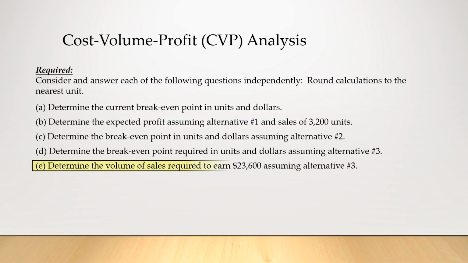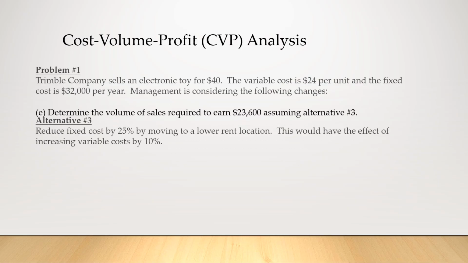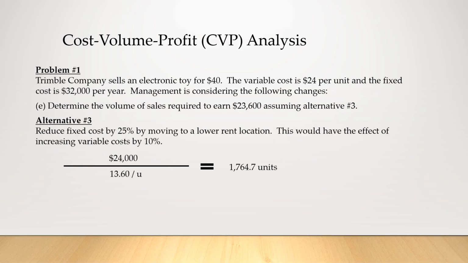Lastly, letter E. Determine the volume of sales required to earn $23,600 assuming alternative number 3. Piggybacking off our previous formula and the solution for the break-even point in units, if we want to know how many units we must sell to achieve a desired net income, just add that target profit to the fixed cost in the numerator. Our required sales volume will be 3,500 units.